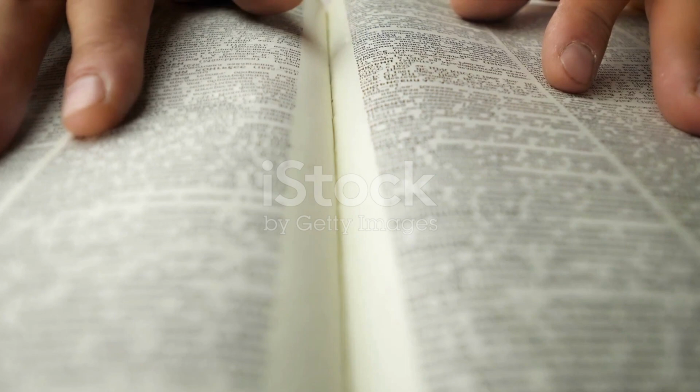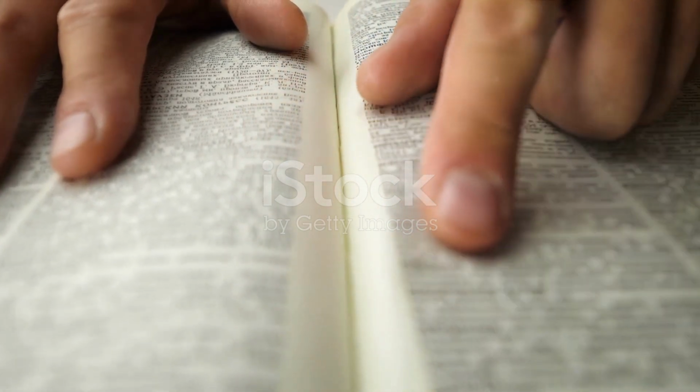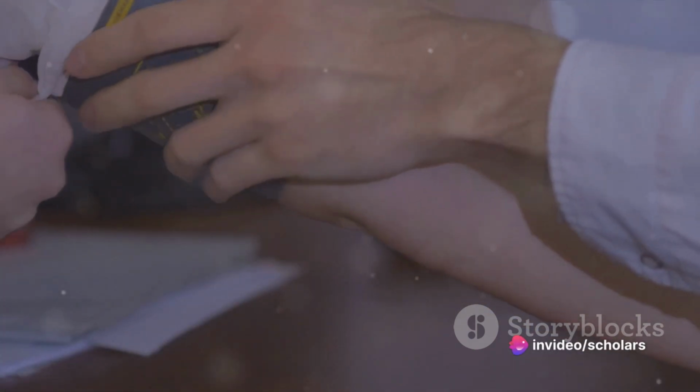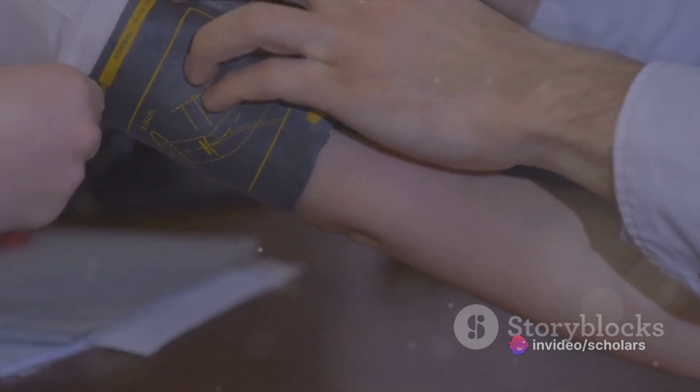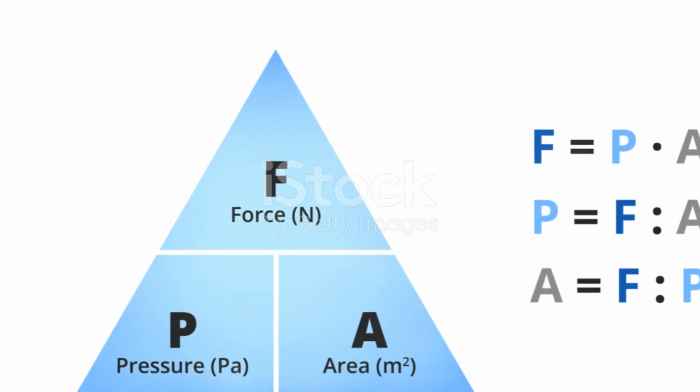Think of it like this. If you were to press your thumb against a small coin, you'd have to apply a certain amount of force. Now, if you were to press your entire hand against a larger object, like a book, you'd have to apply more force to achieve the same effect. This is because the area over which the force is spread is larger.